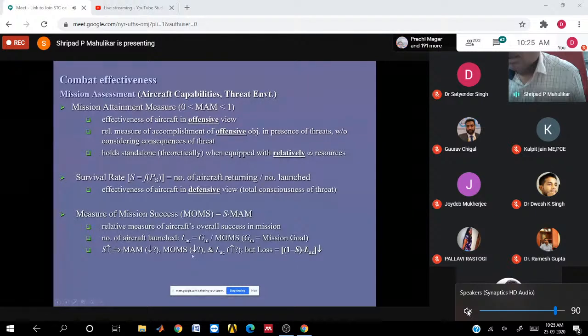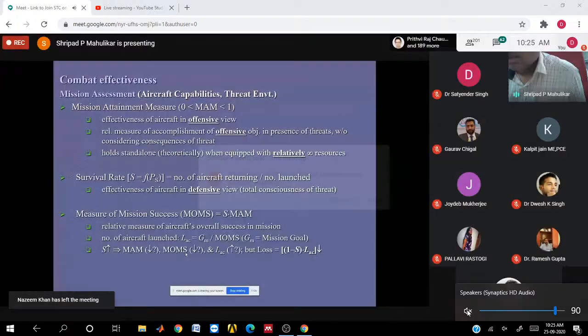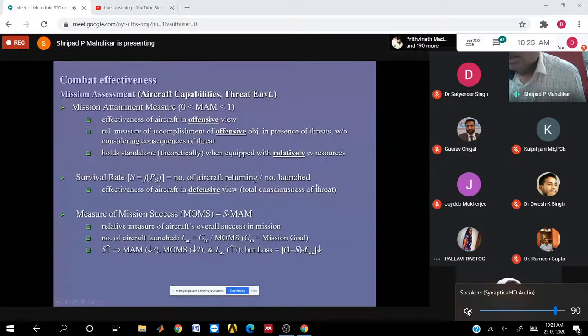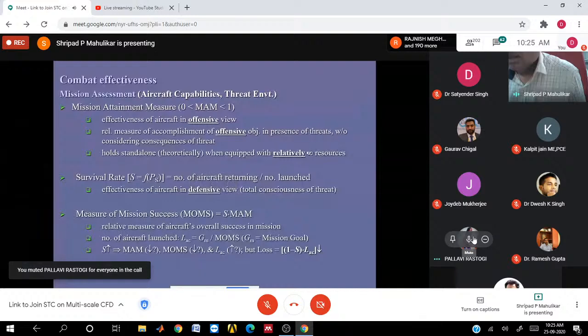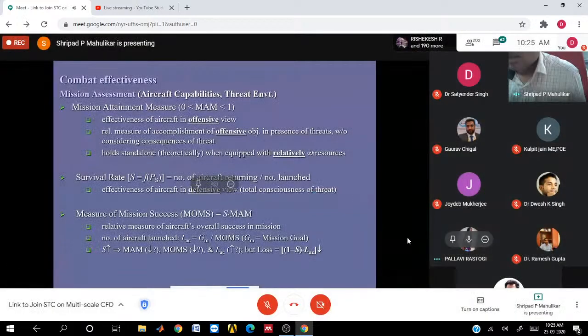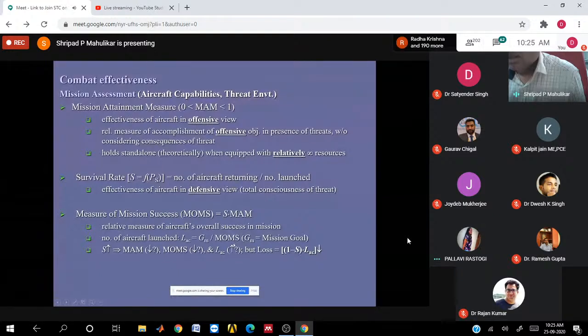And here, this is some kind of executive summary of what I want to tell in this slide: having a high survival rate is important. Even though the offensive part may come down, and even if you assume that the product, the measure of mission success, comes down, the number of aircraft that need to be launched, that is the denominator here, may be high to achieve a particular mission goal. But the most important, as we discussed, including the possible human involvement in achieving the offensive part, is the loss, which is 1 minus S times the number of aircraft launched. Reducing this is extremely important.